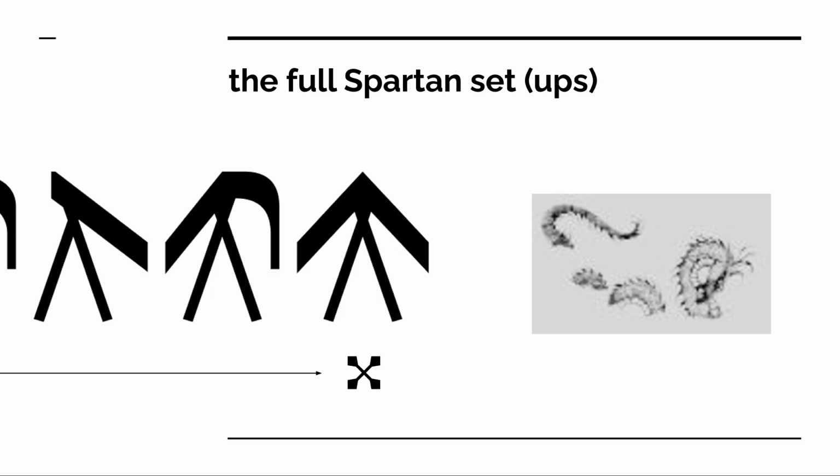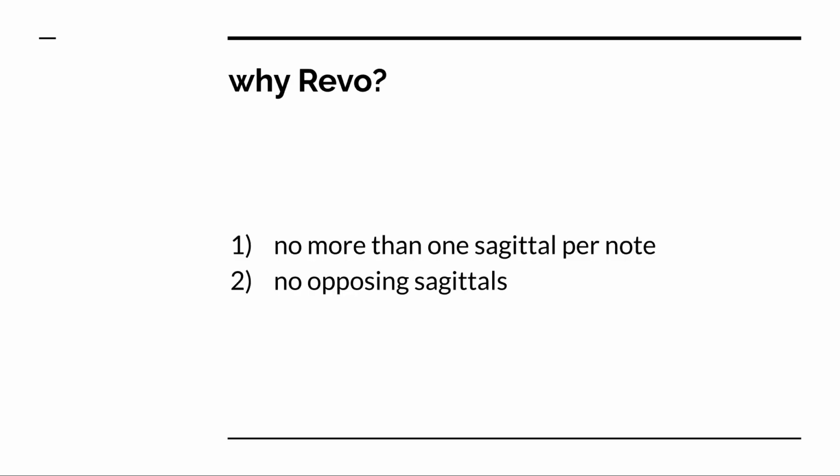So, why would you want to use the Revo flavor then? Well, there are a couple big reasons. Remember the design principles we talked about earlier. No more than 1 sagittal per note, and no opposing sagittals altering the pitch in opposite directions. Well, by using the JI notation, rather than the prime factor notation, we accomplished that much. But we can take these principles and make them even stricter.